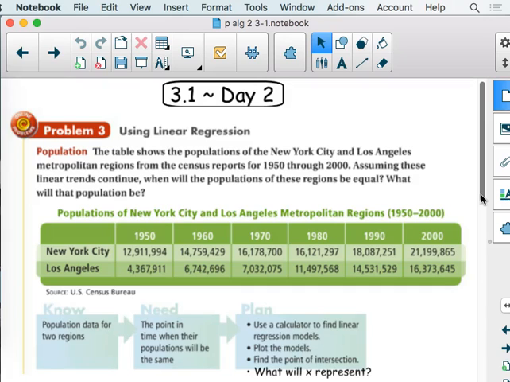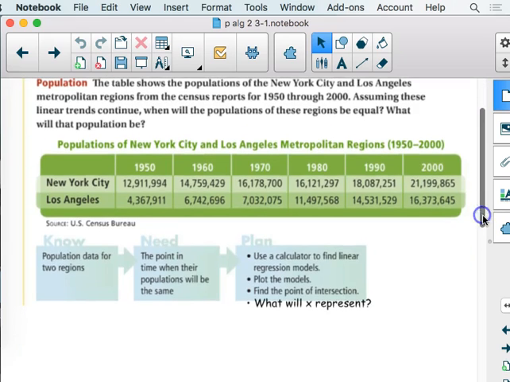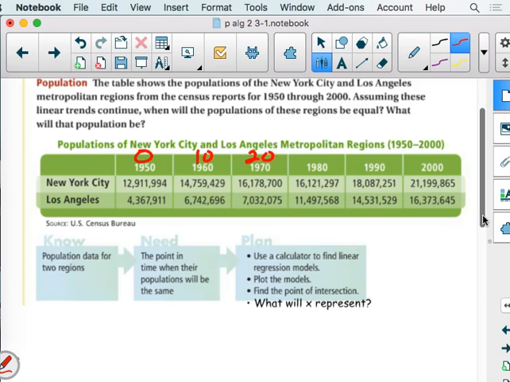So first things first, we're not going to put in 1950, 1960, 1970, etc. We're going to use a 0 year. So we're going to call 1950 0. And then 10 years later, of course, is 1960, 20 years later, 1970, 30 years later, 1980, 40 years later, 1990, and 2000 will be 50. So we're using a 0 year of 1950. That's the first thing that's going to save us a little bit of time.